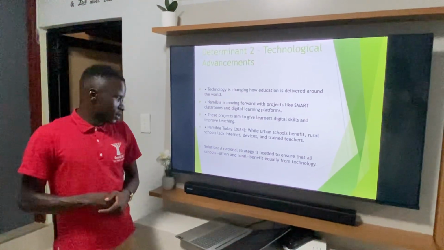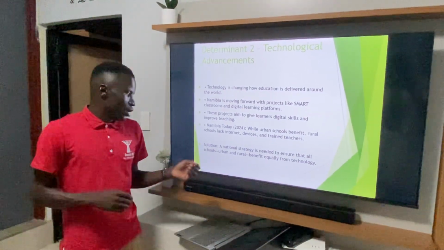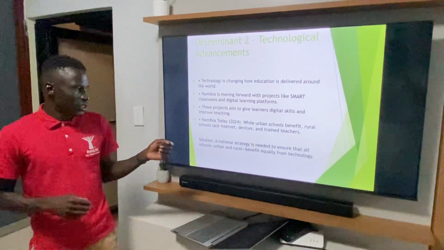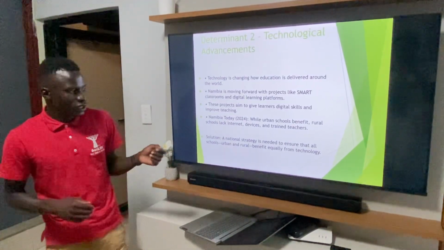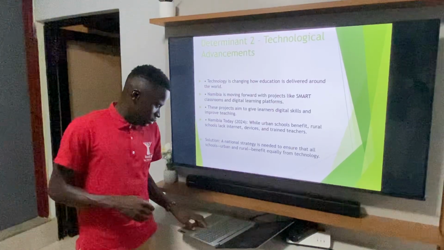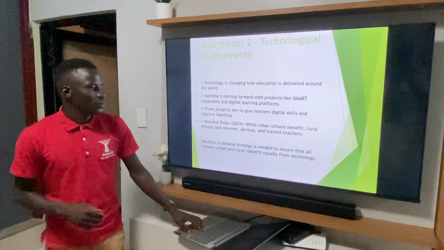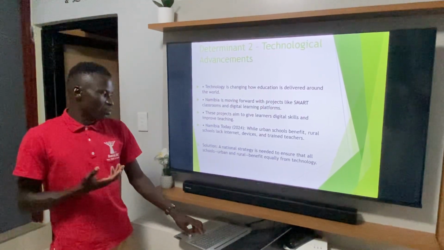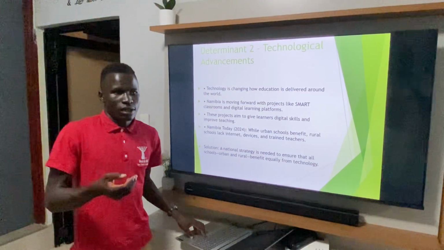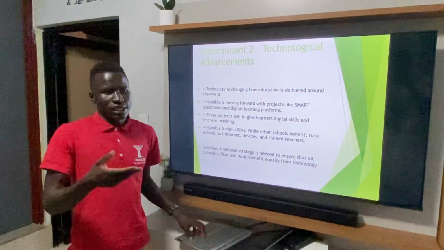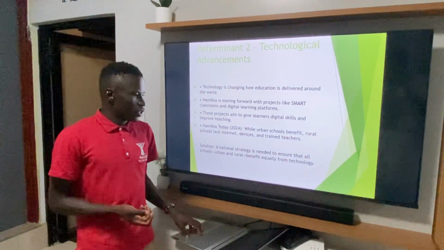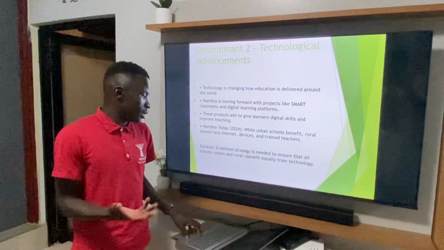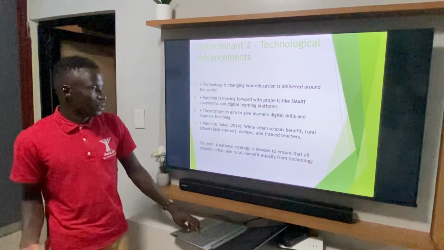The solution to this is that a national strategy is needed to ensure that all schools, urban and rural, benefit equally from technology. How? Maybe by implementing technical classes and computer studies as a subject at all schools countrywide.